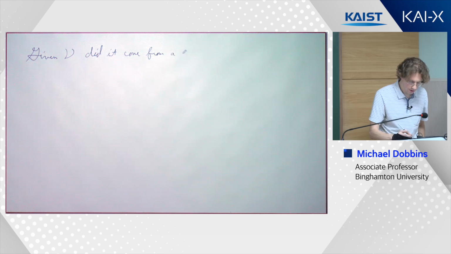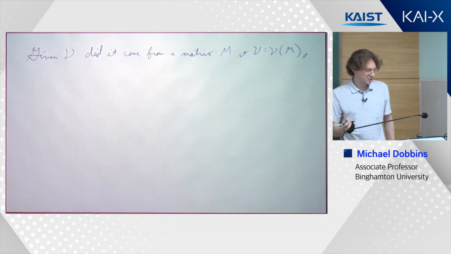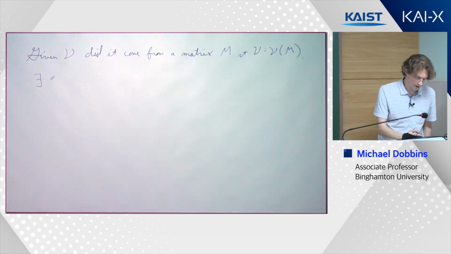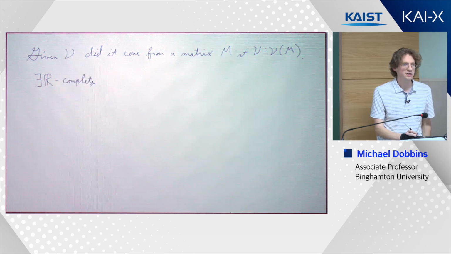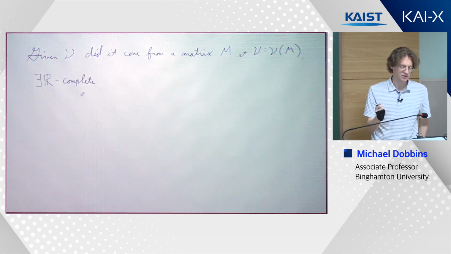Or could it have come from a matrix? Is there some matrix... and this is one existential-R complete problem, which is the complexity class of deciding, if I give you as an input a multivariable polynomial, can you decide yes or no, does it have a real root?